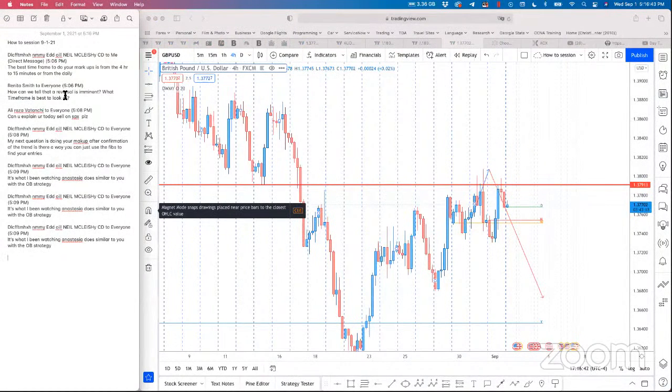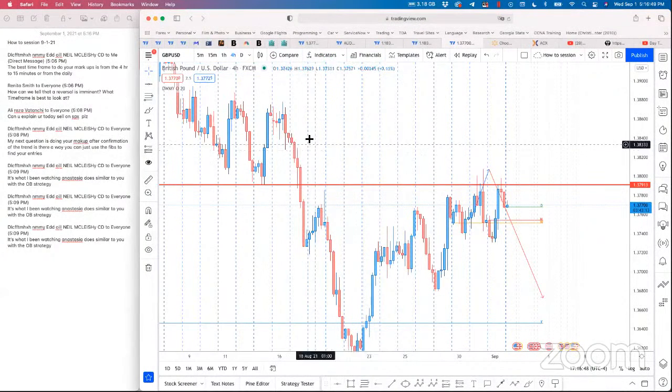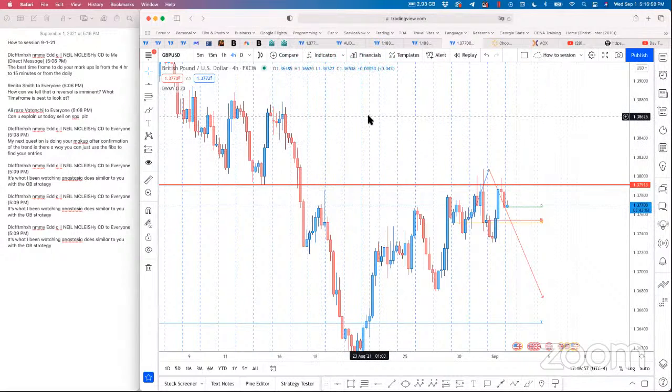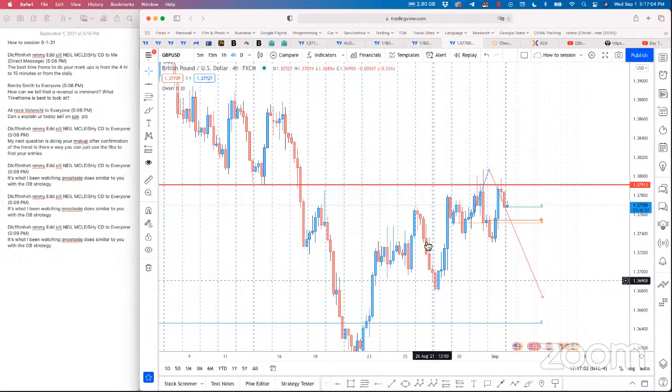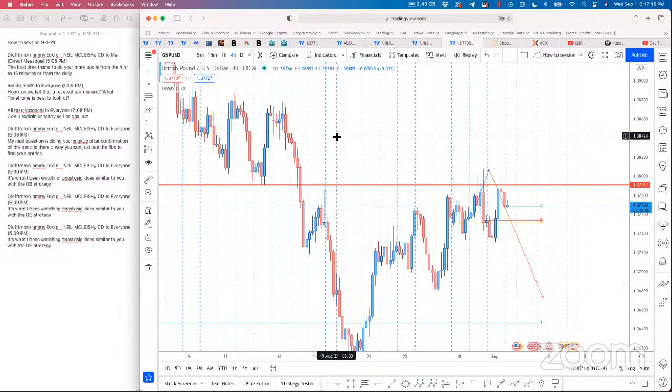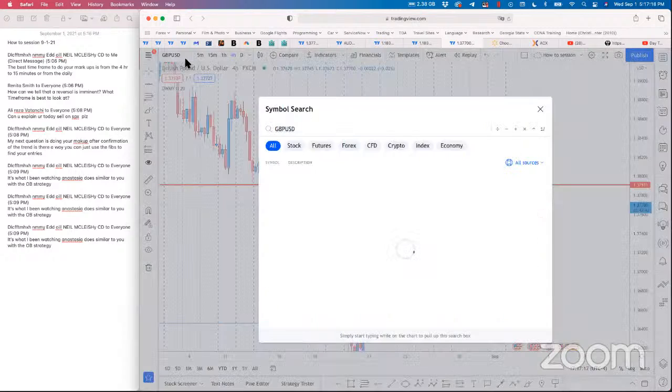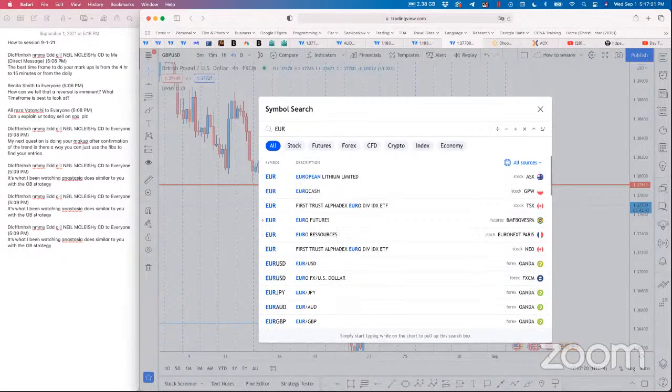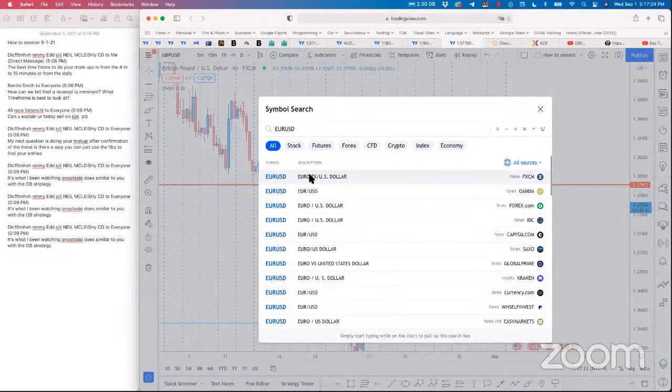Renita says, how can we tell that a reversal is imminent? What time frames are best to look on? Same thing. I know that there are going to be areas where there's a higher probability of a reversal, right? There's going to be rejections near lows, near highs, monthly levels, daily levels, weekly levels, yearly levels. When I see those kind of areas, I always key in on those, because I know that when you're near one of those levels, you are likely to have a rejection.